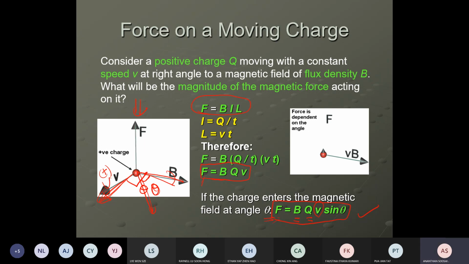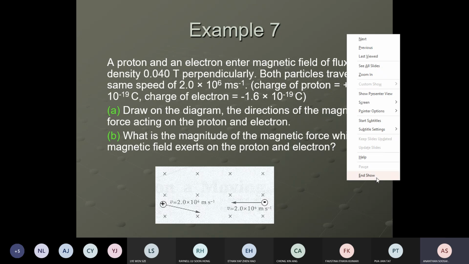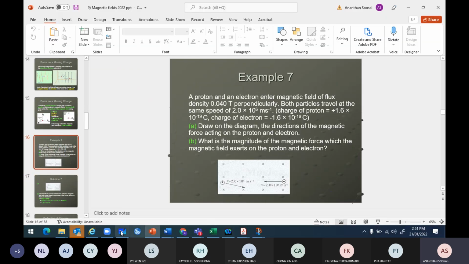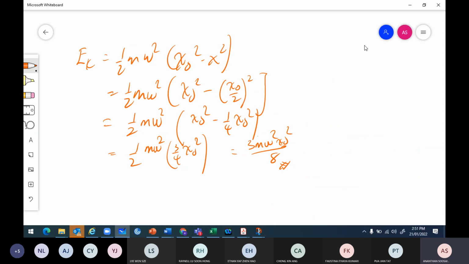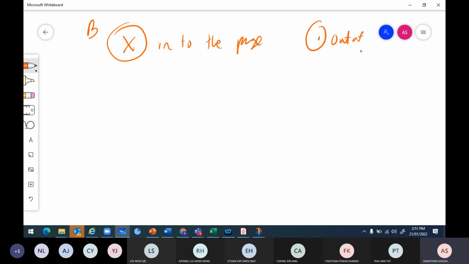So let's move to the next slide. Before we go to this slide, let me go to the whiteboard. I want to tell you something first. Let's say this is your magnetic field, the B. A cross means the magnetic field is into the page. A dot means out of the page. So remember this sign. So let's say the magnetic field is into the page.